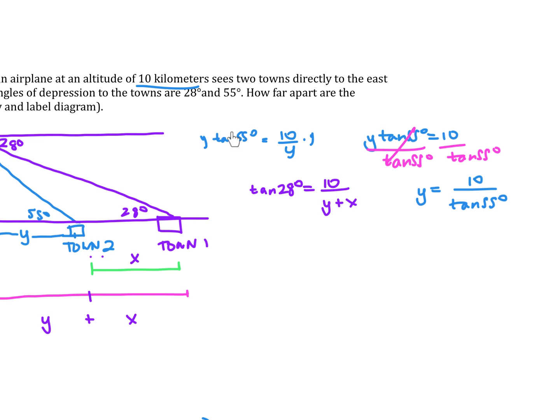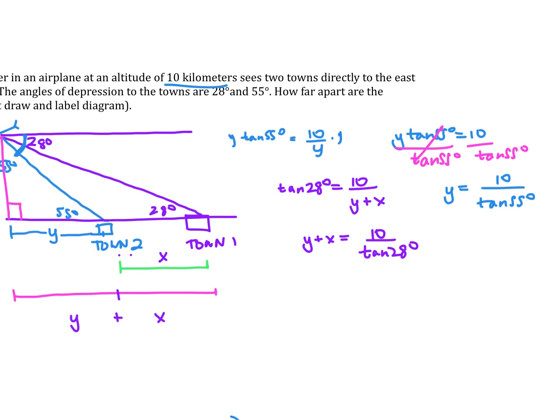So essentially what we did, which you could do as a shortcut, is you could just switch the spots of tangent of 55 and the y. And so I could do the same thing here, where I just change positions, because I'm going to multiply by y plus x to both sides, and then divide by tangent of 28. So they really just change sides. So y plus x equals 10 over tangent of 28 degrees.